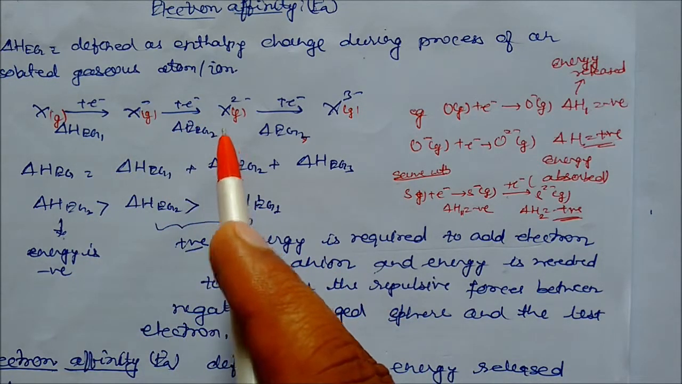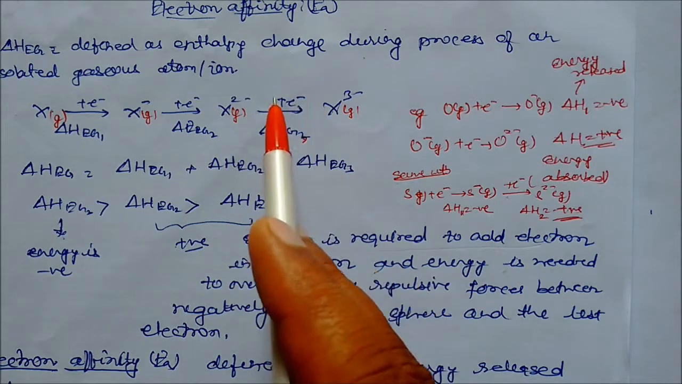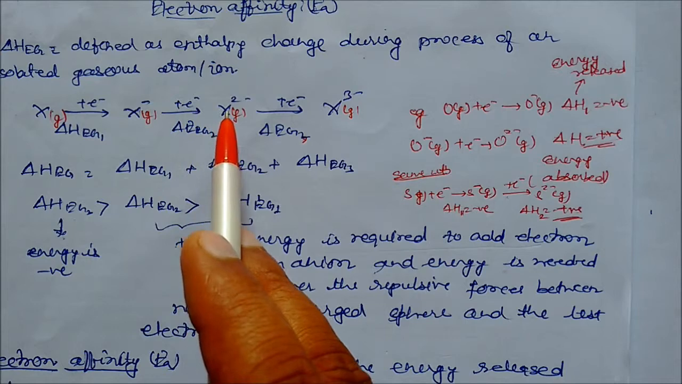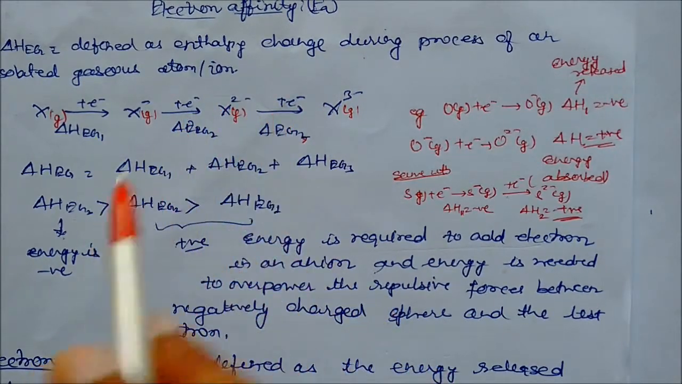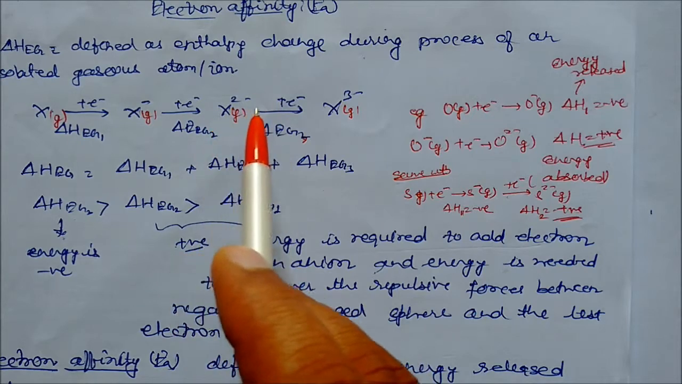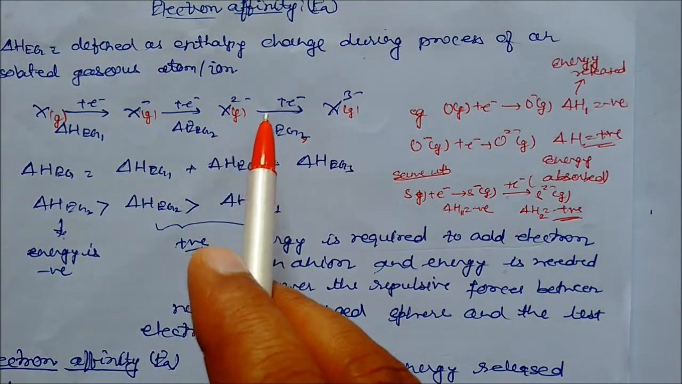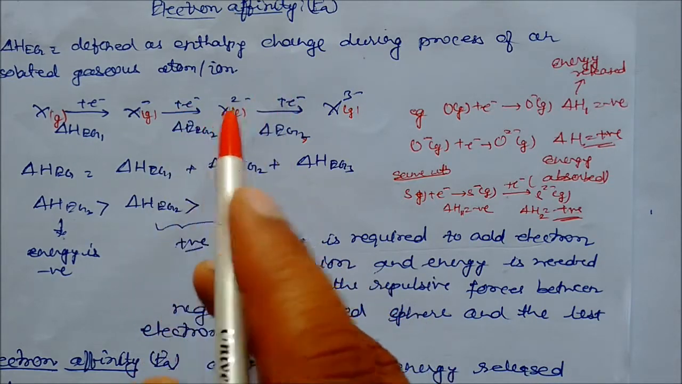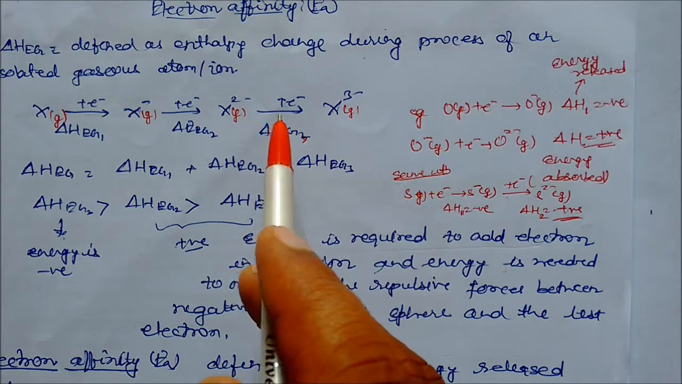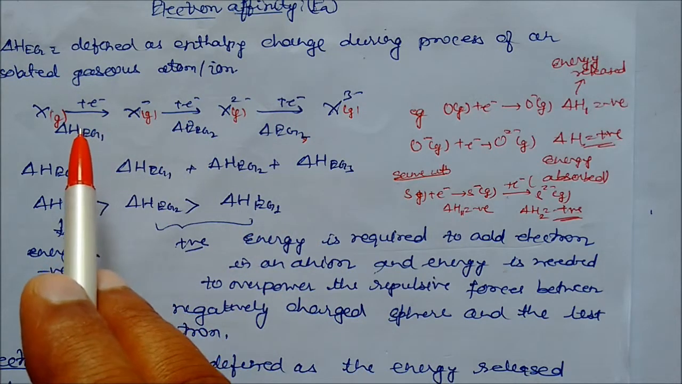The same thing will happen here. Already an electron is present in this isolated gaseous atom, so if you add one more electron, the electrons present in the atom will repel it. They will attract as well, but this repulsive force will repel the electron. On repelling, some energy is wasted. That's why the overall energy for this will be endothermic. Here also endothermic, but in the first case there is no repulsion. That's why the energy will be exothermic.